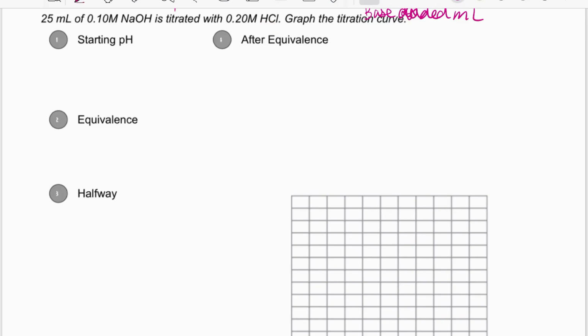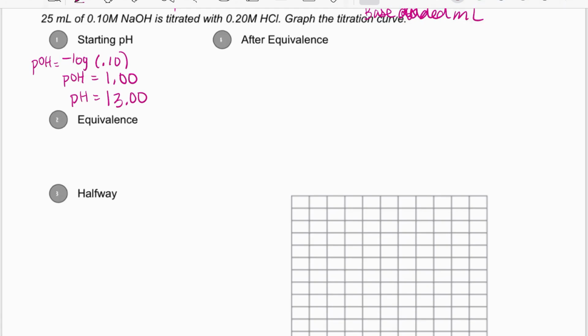So our NaOH, we're going to take the negative log. So this will be our pOH, the negative log of 0.1. So my pOH is equal to 1.00 because I'm going to have 2 sig figs, which means my pH is equal to 13.00. So that's our first starting point.